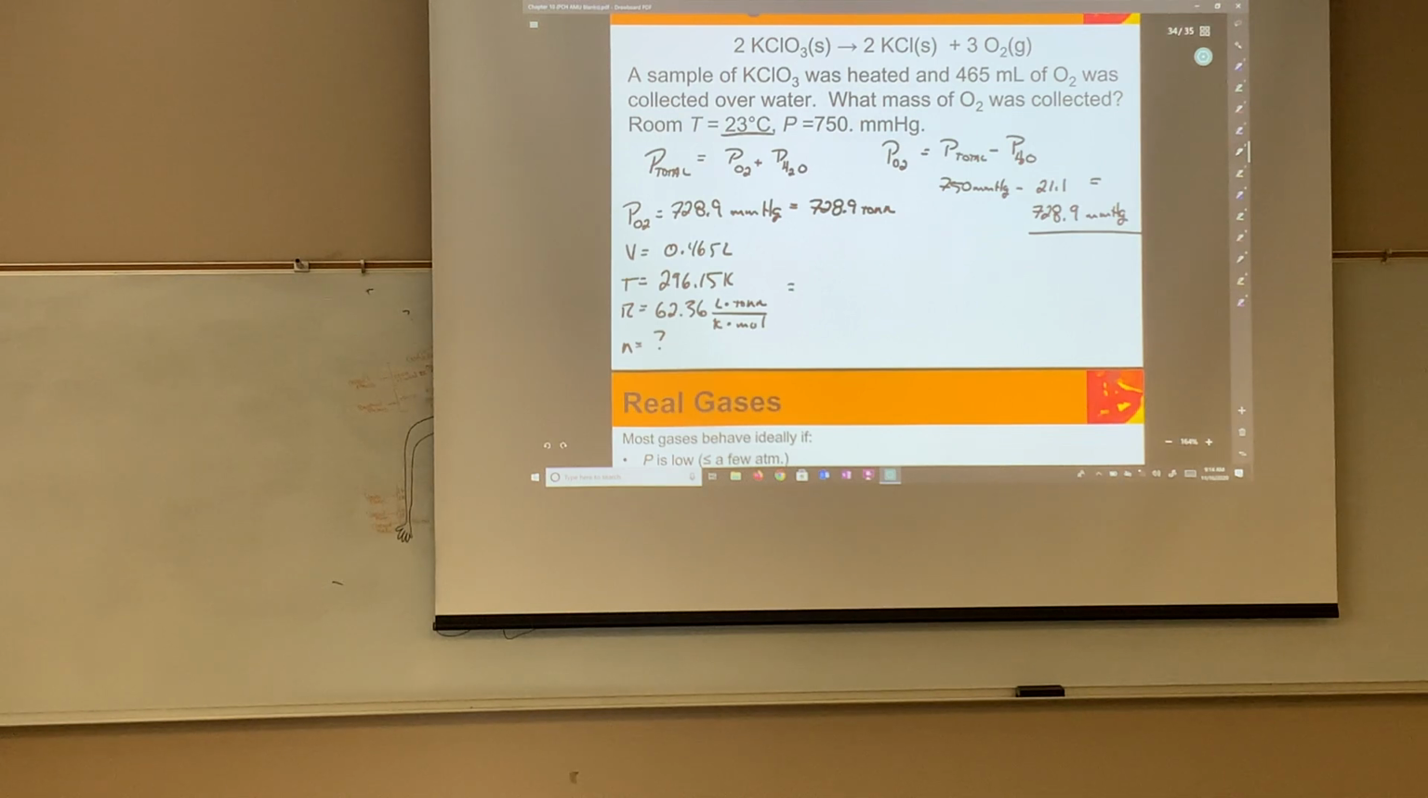I want to just wrap this up today, so I'm going to give you guys the answer here. So PV over RT, right? Just rearrange the gas law, and I got N equal to 0.01836. That's our moles of O2. Oops, I got the reverse. 1 mole of O2 is 32.0 grams, so 0.588 grams of O2.